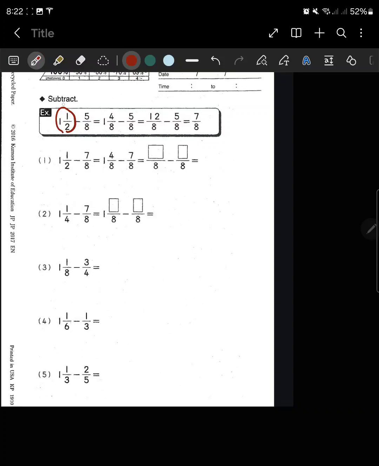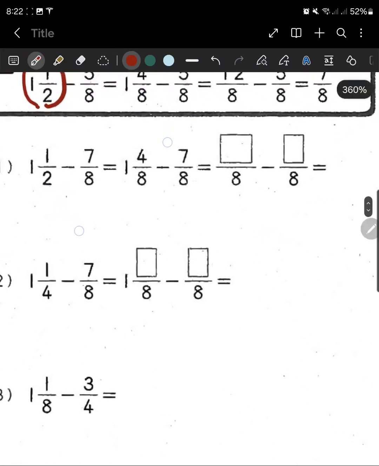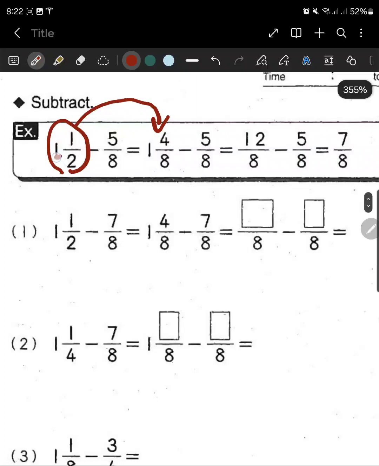So what we're going to do is change the 1 over 2 into 1 4 over 8. It's pretty simple. The whole number really doesn't change, right? So 1 will remain as 1. However, the 1 over 2 will change to 4 over 8. How so? From 2 to 8, we multiply by 4 times. So we do the same thing to the numerator, change it into 4 times as well. So 1 times 4 is going to be 4 as well. So that explains why we're getting 1 4 over 8.